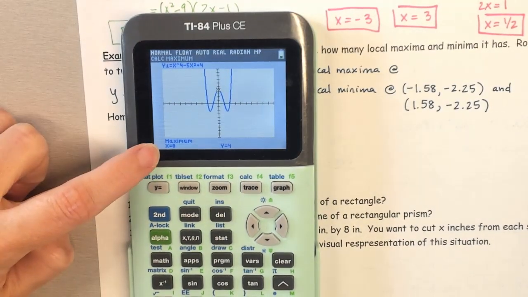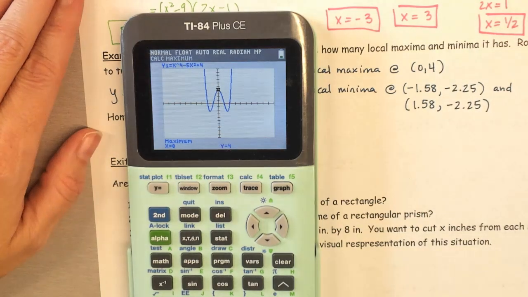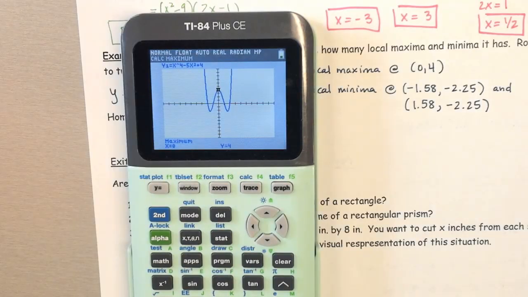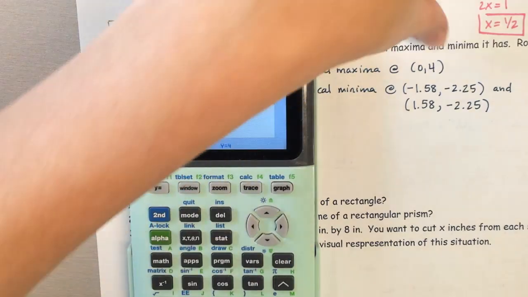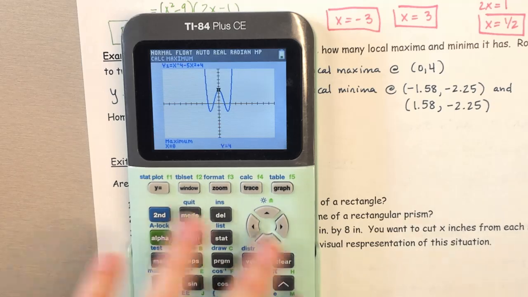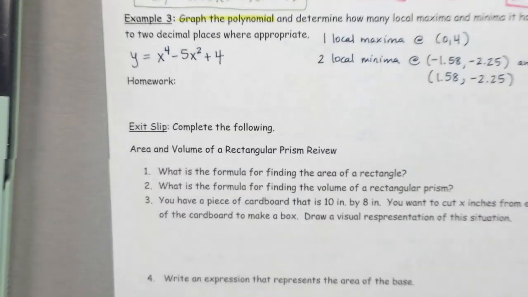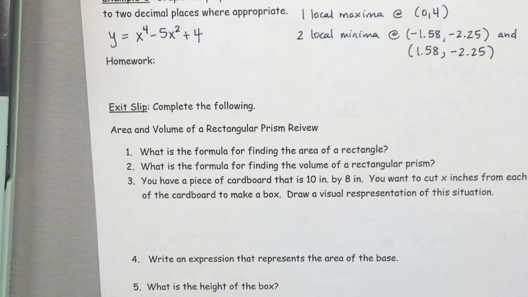Okay, and this time it did give me a 0, 4, but remember, sometimes when you do this, you might see that e to a power, and that's just rounding to 0 as well. So if that happens. So this is not only a local maxima, it's also your what? Yeah, your y-intercept.